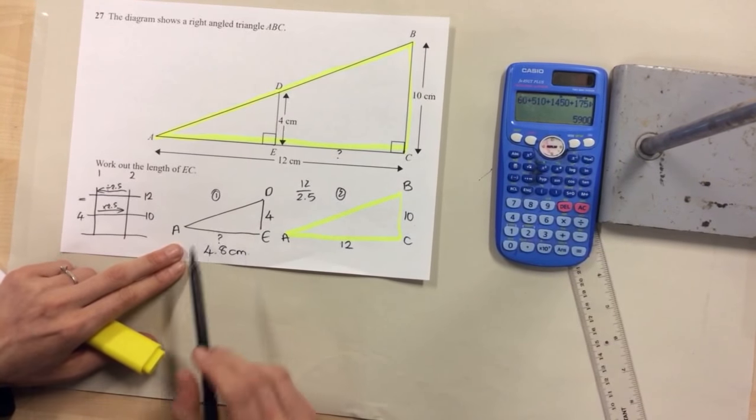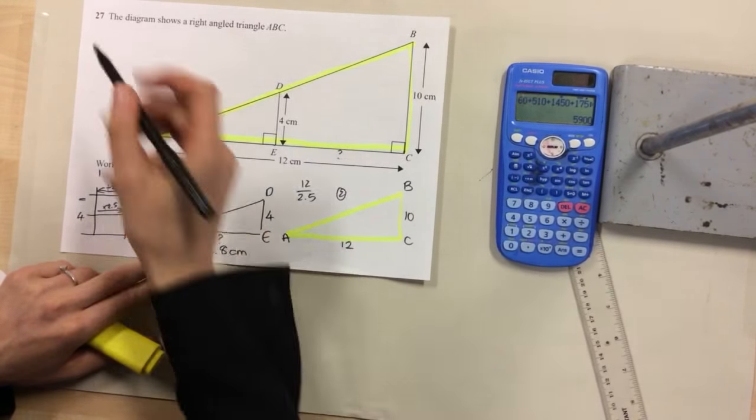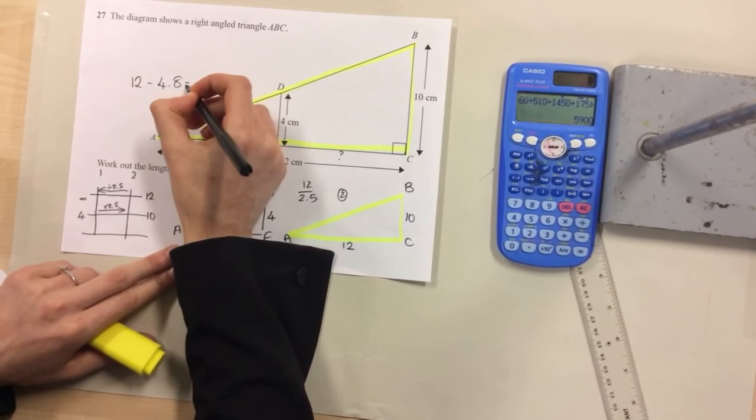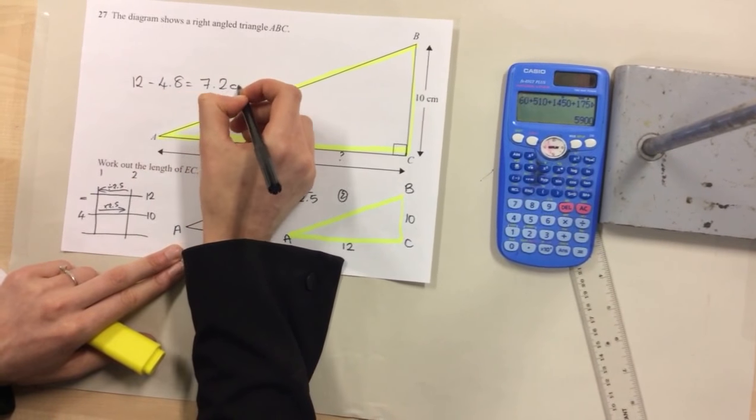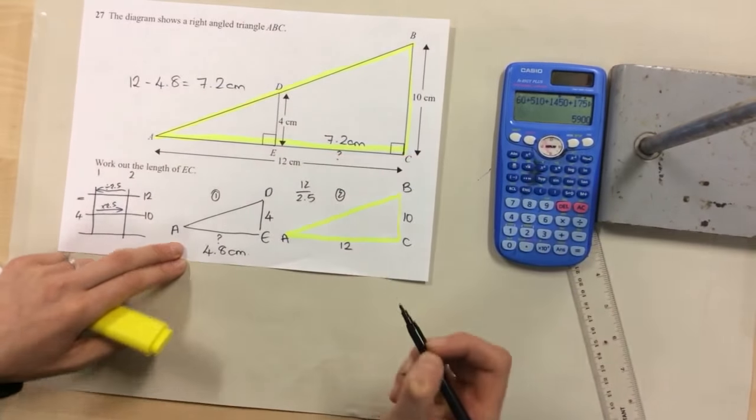However, I've not quite completed the question because I wanted to know this length here. So to finish this off, I'm going to do 12 minus 4.8, and that gives me 7.2 centimetres. So that missing length there is 7.2 centimetres.